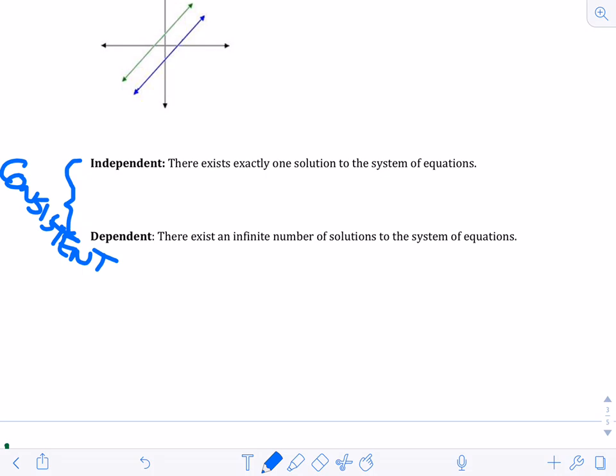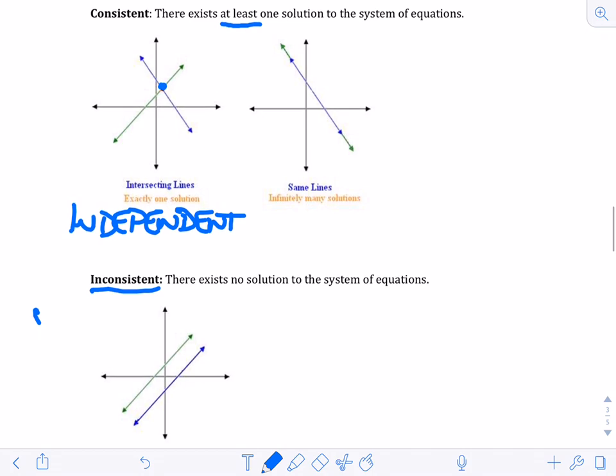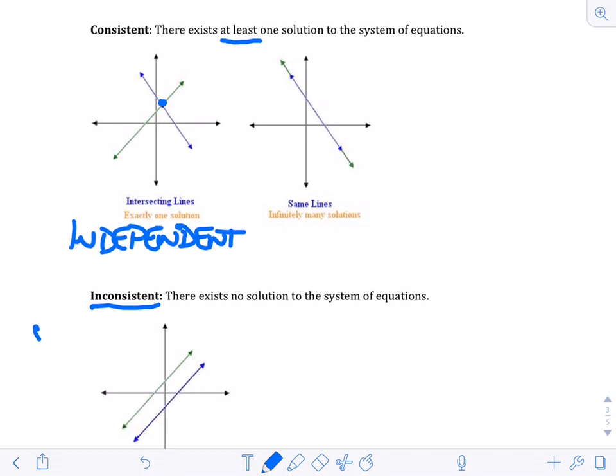Now, if there exists an infinite number of solutions to the system of equations, as I said before, the two lines are going to line up on top of each other. And so, this is going to be dependent.